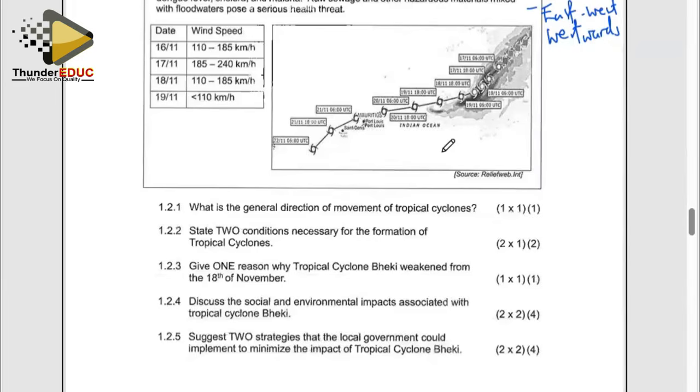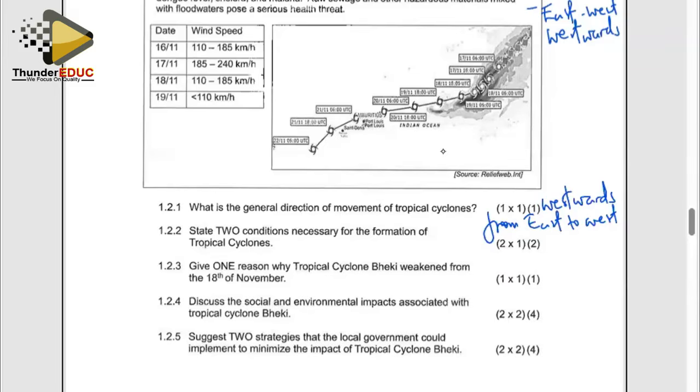We're not going to go through the text. We're just going to try to attempt the questions and give possible responses. What is the general direction of movement of tropical cyclones? We have just mentioned it. Our tropical cyclones move westwards, or you can say they move from east to west. It's one and the same thing. Westwards and east to west is one and the same thing.